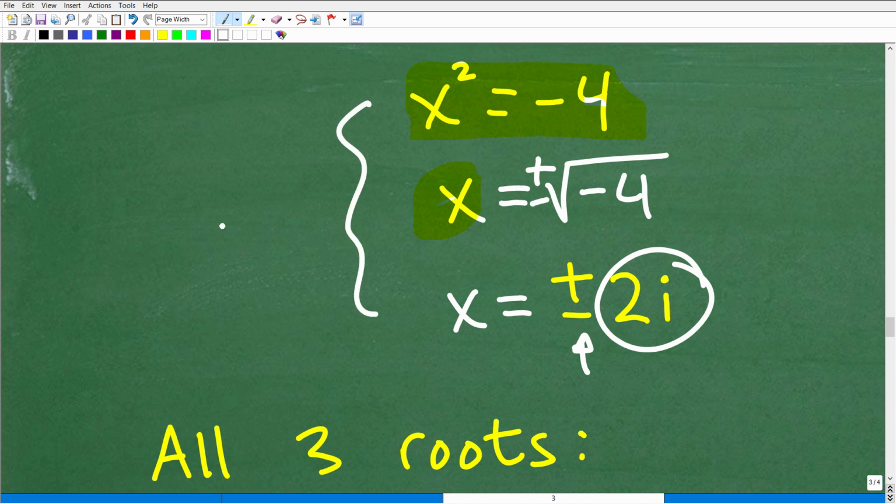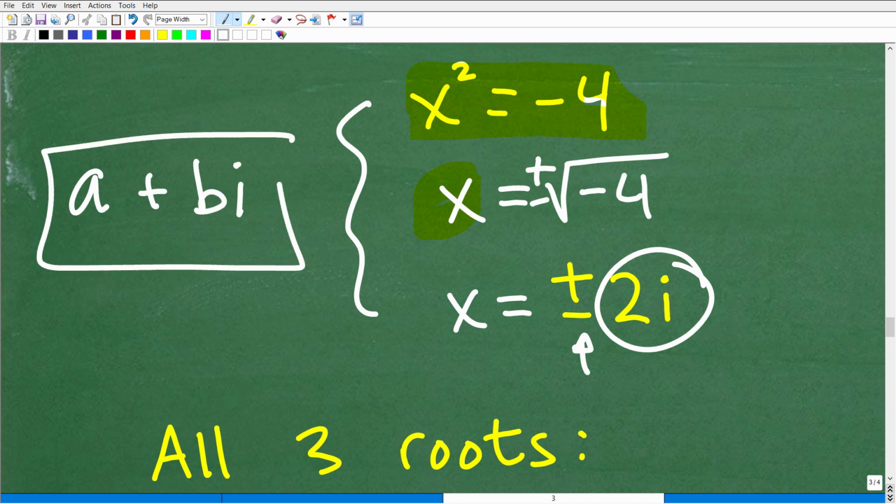So of course we're talking about imaginary and complex numbers. Just to be clear, a complex number is written in the form a plus bi. This is a complex number. This component here is the real number component, and this component here is the imaginary number component. So you want to use these descriptions correctly when you're talking about the type of numbers and solutions that you're dealing with.